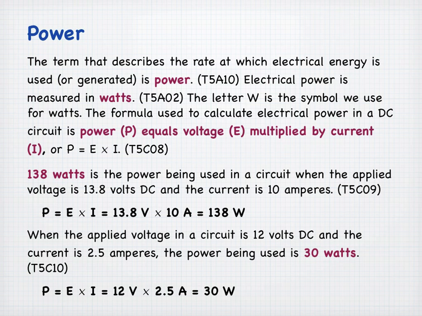Let's look at a second example now. When the applied voltage in a circuit is 12 volts DC and the current is 2.5 amperes, the power being used is 30 watts. So in this case, P equals E times I, which translates to 12 volts times 2.5 amperes, and that equals 30 watts.